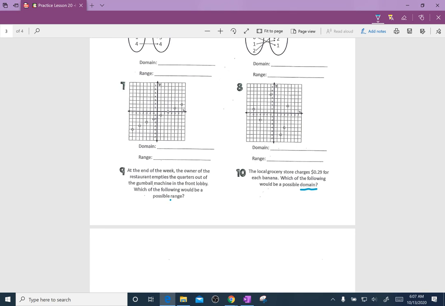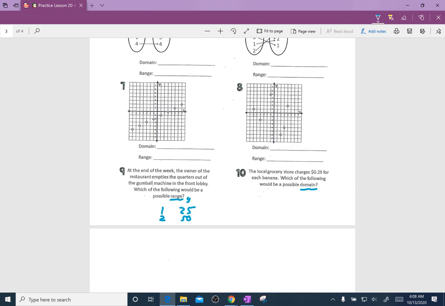Over here, they're talking about possible ranges, so that would be my Y. At the end of the week, the owner of the restaurant empties quarters out of the gumball machine in front of the lobby. Which of the following would be possible ranges? If I bought 1 gumball, well, how much did they say they were? Quarters. 1 would be 25 cents. 2 would be 50 cents. So if I had an answer like 26 cents, that would not be a possible range, because you can't buy a partial part of a gumball. So ranges are my Y's, and I'm looking for anything that's a multiple of 25.